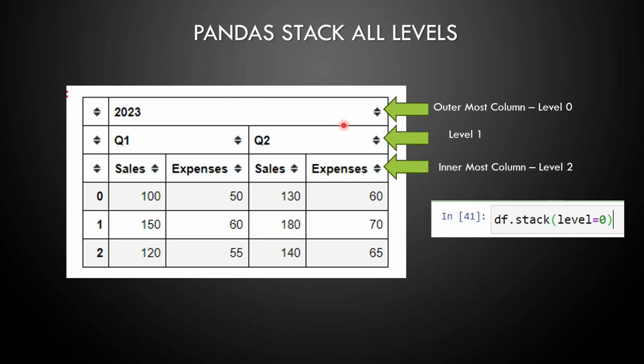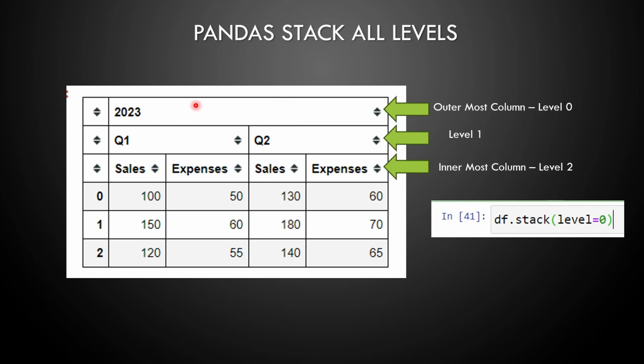Now look at this data frame. This data frame has got three different layers. On the top, I have 2023, which is the year. Below that we have quarter 1 and quarter 2, and below that the third layer where we have sales expenses for each of these quarters. Sometimes in your Excel file you would find this kind of data where you have multiple layers of columns, right?